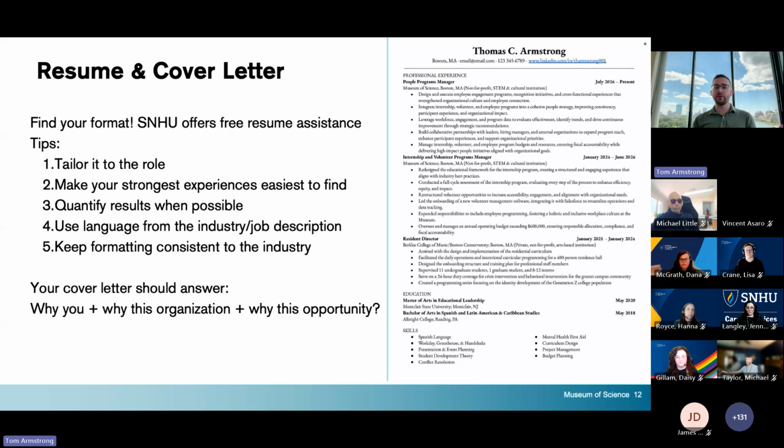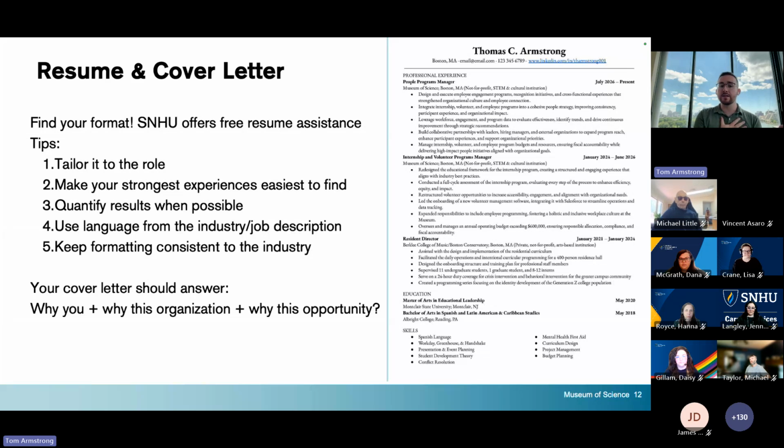I typically recommend everyone to just make a really long document. It could be multi-page about all your experiences. That way, for each role, you can copy and paste what is specific to the role. And again, you want to keep that resume one page. You want to make your strongest experiences easy to find, quantify the results when possible. So if you have statistical evidence, you want to use language from the industry and job description. And again, keep the formatting consistent to the industry.